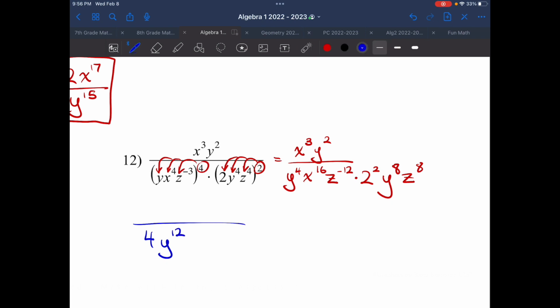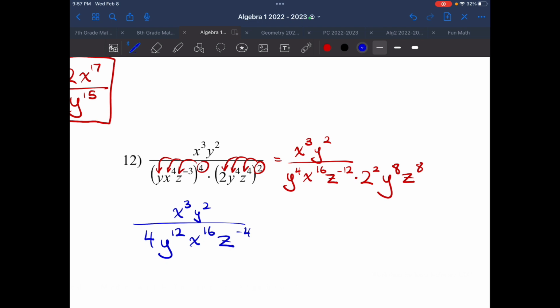What about x? It should go x, then y, then z, but whatever. X is going to be the power of, well, there's no other x's. There's one x here and no other x's over here, so I'm just going to recopy down 16. What about our z's? There are multiple z's here, so I have to add all of their exponents together because of the multiplication that's happening. We have negative 12 plus 8, and that's going to add to negative 4. I'm going to recopy down the numerator. That hasn't changed. It's still x cubed y squared.